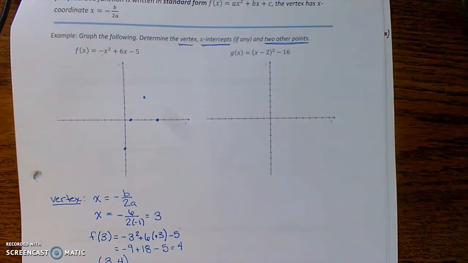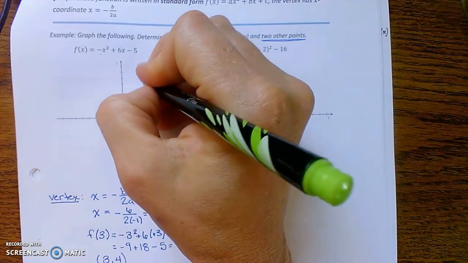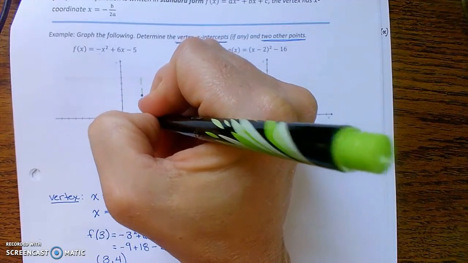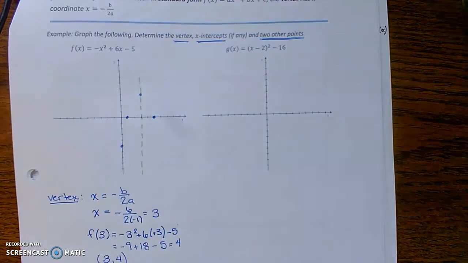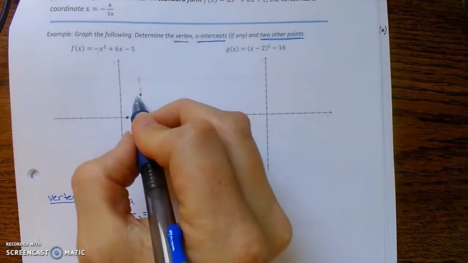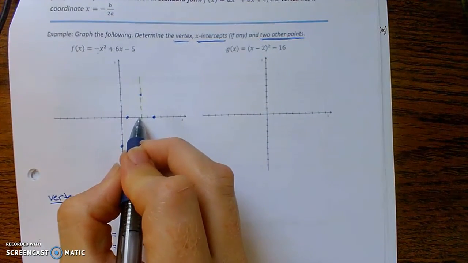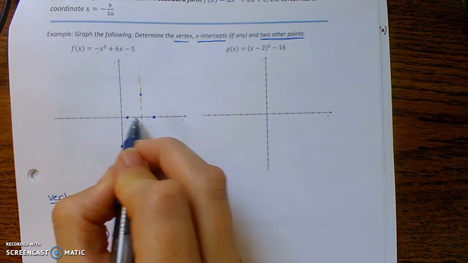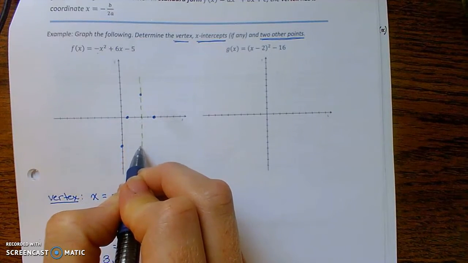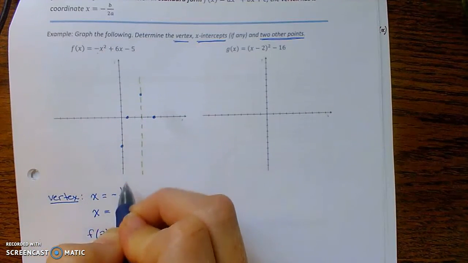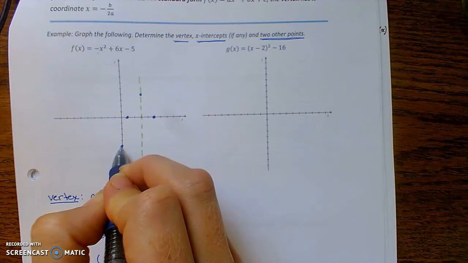And here's a little tip also. Parabolas are nice and symmetric. They have a line of symmetry right through the vertex. So notice you've got the vertex and then the two x-intercepts. Well, this one's 2 units to the left, that point is 2 units to the right. And then you have this point that I just found, which is 3 units to the left.